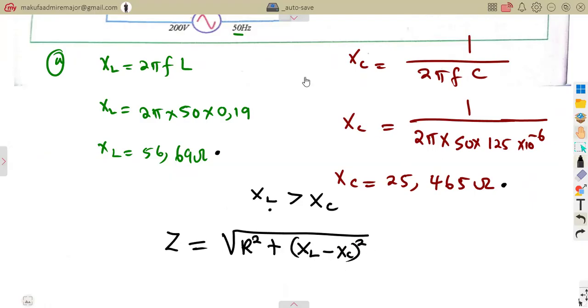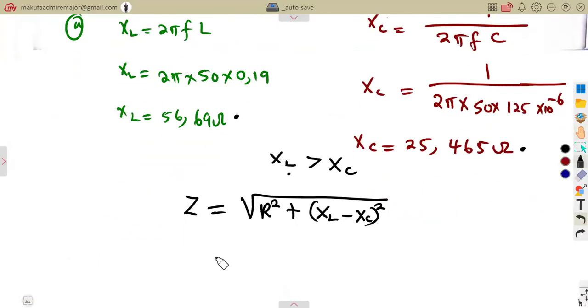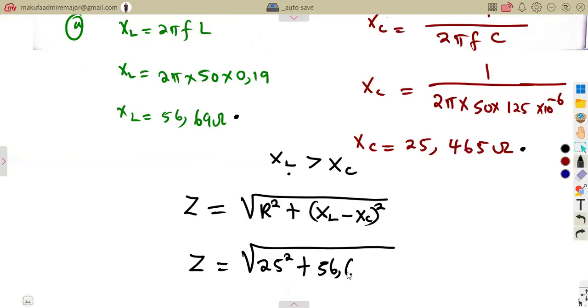So you can substitute the values. Remember, we've got the resistance, that is 25 ohms. So that Z is going to be the square root of 25 squared plus XL, that is 56.69. So in this case, you're going to have 56.69 minus the difference, minus this 25.465. Sorry for that. So you're going to subtract this.